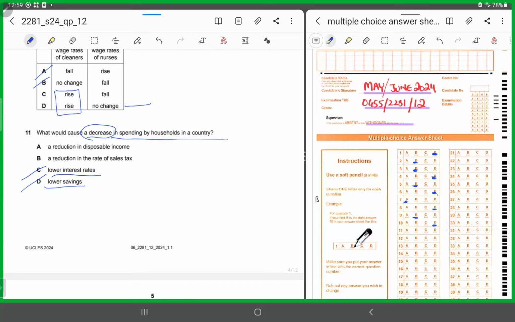It doesn't make sense. B says a reduction in the rate of sales tax. So if there has been a reduction in the amount of sales tax, the spending should increase. But here the spending is falling. So again, you can chop B off. So by elimination, B, C, and D are chopped off. We've arrived at A. That's the correct answer. But now let's look at the logic as well. Why A? A says a reduction in disposable income. Yes, you see, when people have less disposable income, so this means what?